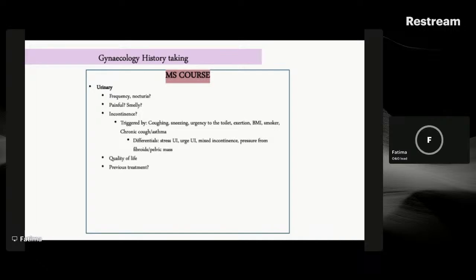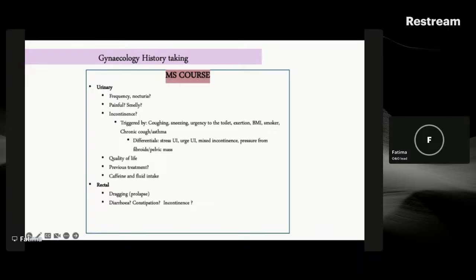How does this affect their quality of life? Because some ladies can be very, very affected by incontinence, and it can definitely affect their quality of life. And so depending on how it affects their quality of life, that might lead you to think about what kind of treatments or how far to go with the treatments for this lady. And then any previous treatments as well. Their caffeine and fluid intake as well is very important.